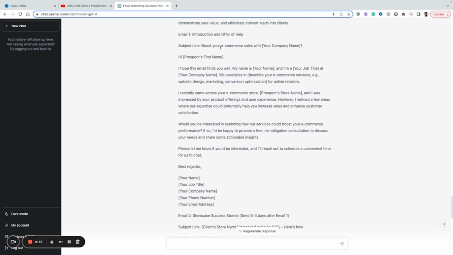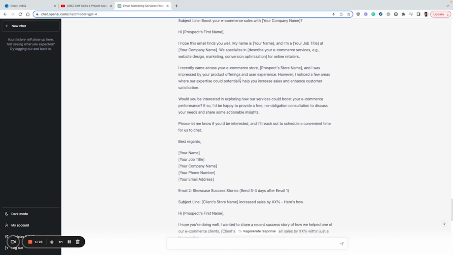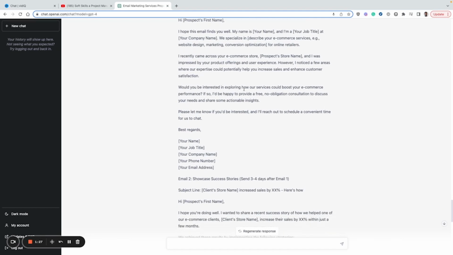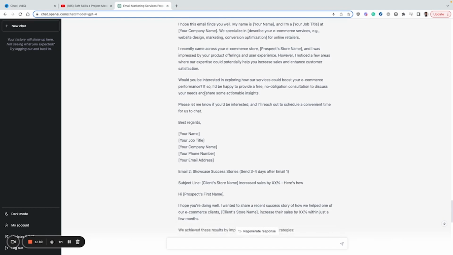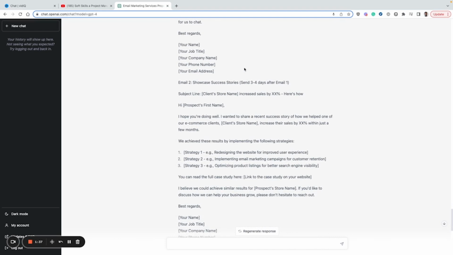The first one is, the subject line is "Boost your e-commerce sales with X company," which would be us. And they start with the general opening, introducing themselves, and then sharing how we ran across this potential client's contact information. And then they share a little bit about the background of what we do. And then from that point, they offer the services. So it's a decent start. So that's email number 1.